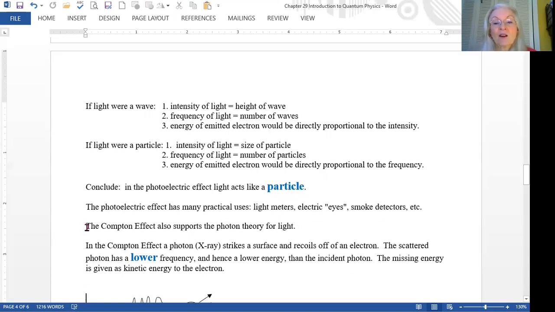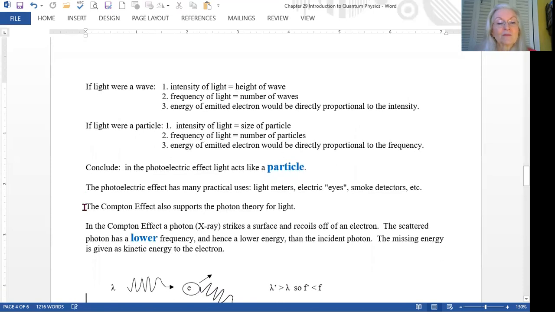The Compton effect also, oh, I'm sorry, I forgot to mention that the photoelectric effect is used for light meters or electric eyes or smoke detectors. There are all kinds of ways to open a door. Sometimes they use pressure pads. Sometimes they use electric sensors that just break a connection. There are a variety of things, but smoke detectors do use this photoelectric effect.